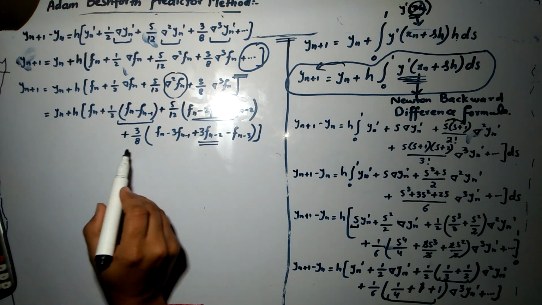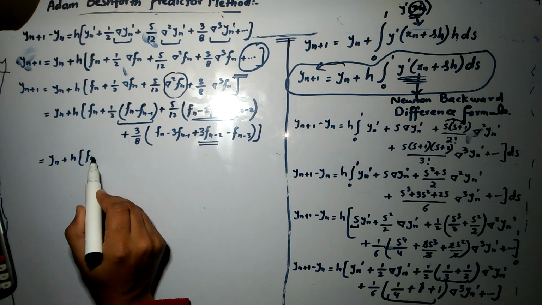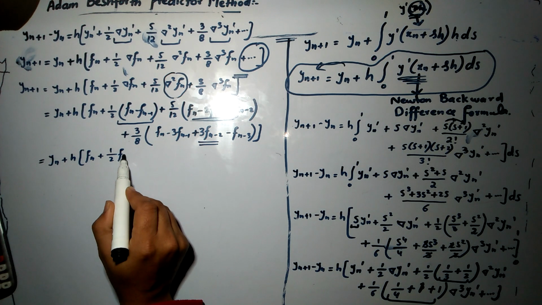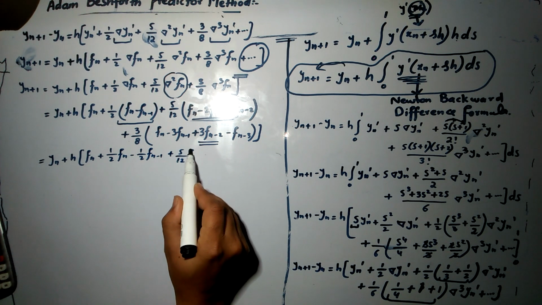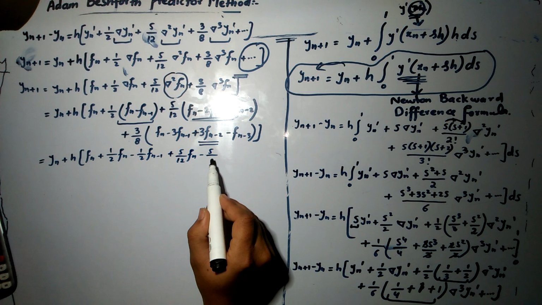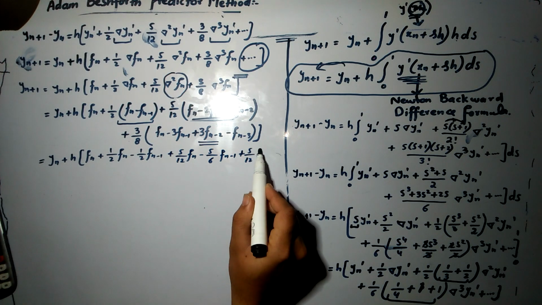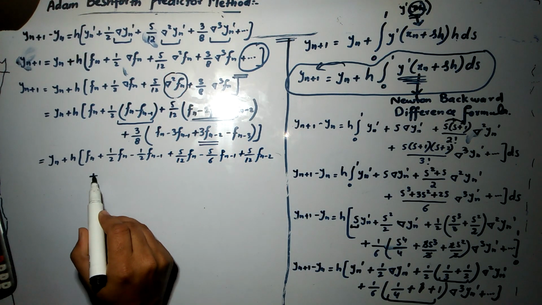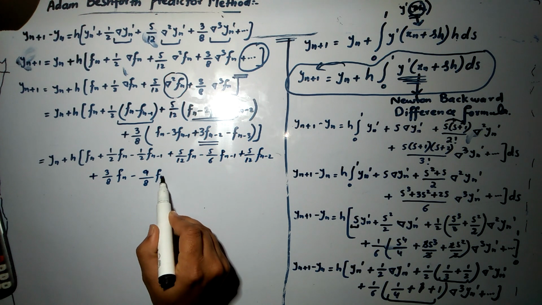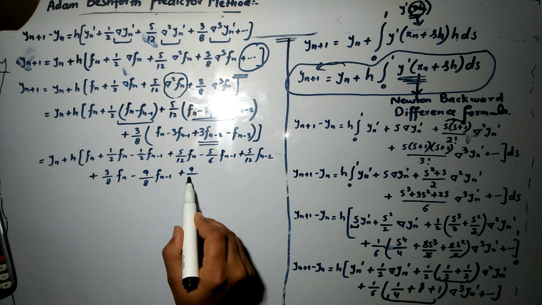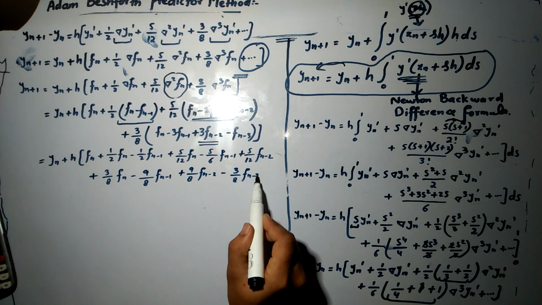are positive. So if we separate, this will be equal to y of n plus h times f of n plus 1 over 2 f of n minus 1 over 2 f of n minus 1 plus 5 over 12 f of n minus 5 over 6 f of n minus 1 plus 5 over 12 f of n minus 2 plus 3 by 8 f of n minus 9 by 8 f of n minus 1 plus 9 by 8 f of n minus 2 minus 3 by 8 f of n minus 3.